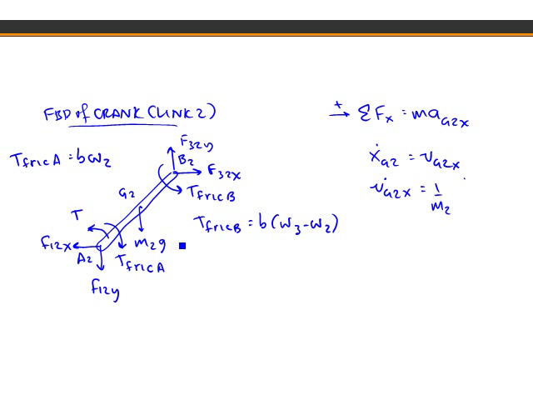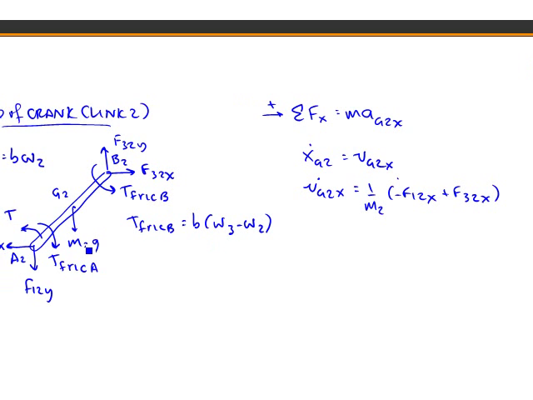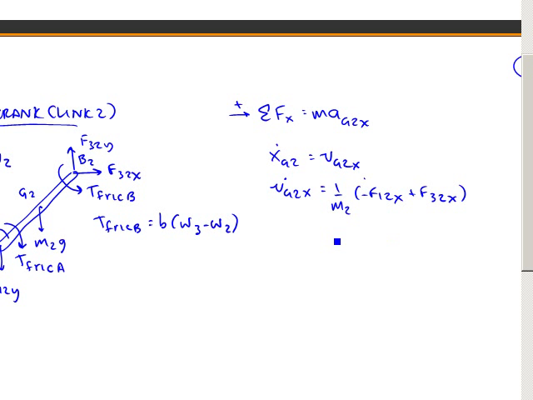And those forces are, according to my free body diagram, I've got F12x to the left. That's going to be minus F12x. I've got an F32x to the right. So my sign convention for the free body diagram says I have that as plus F32x. If F32x is plus 10, it's to the right. If F12x is plus 10, it's to the left. Alright, so there's my second first order equation from the x dynamics.